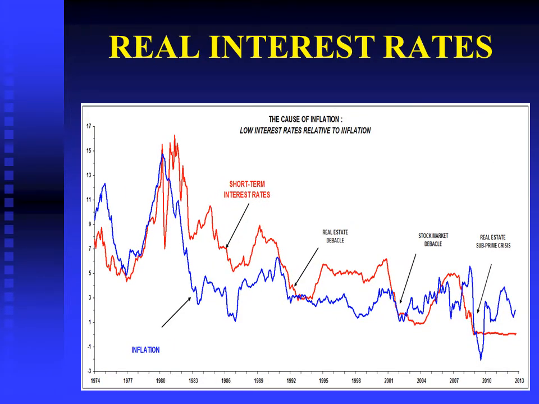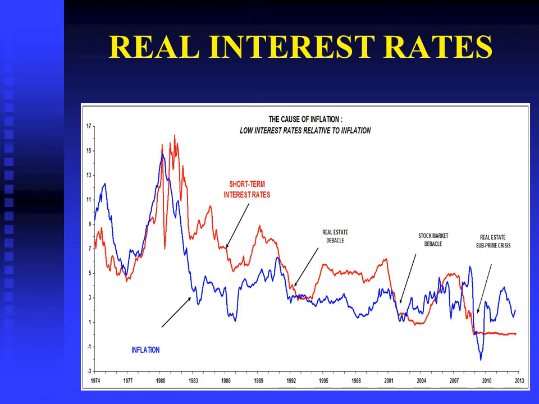This chart shows two lines. One is the blue line, which is the inflation rate, which is really the consumer price index over 12 months. And the other line is the red line, short-term interest rates, from 1974 to 2012. I know it's a little on the complicated side, but it's crucial that you recognize the pattern. There are two basic patterns.